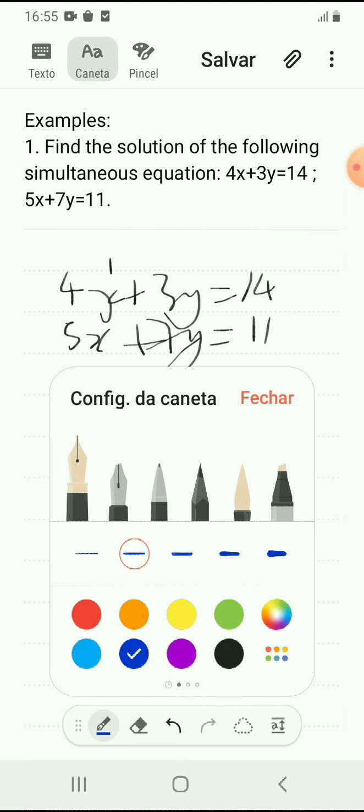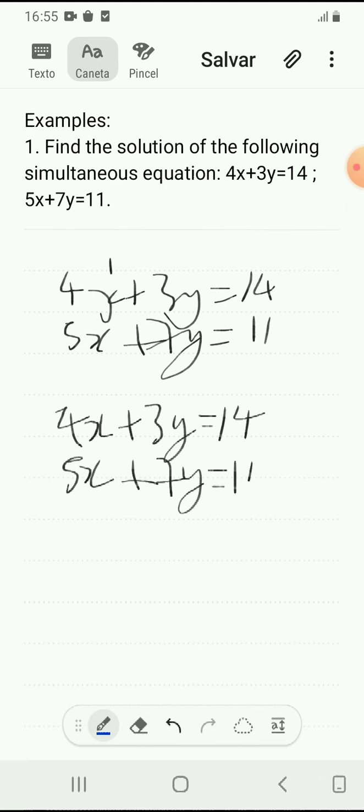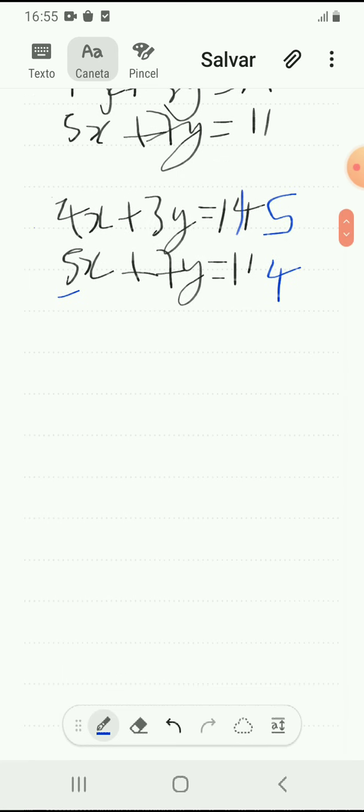To eliminate means to get rid of something, right? To remove something. So there's no way we can remove 4 and 5. If we subtract, we find a minus 1. If we add, we get a 9. So for you to eliminate x, you need to have the same number before the x. So to do that, we take the 4 that is here and write it here, and we take the 5 and write it here. Then we multiply these numbers with everything inside.